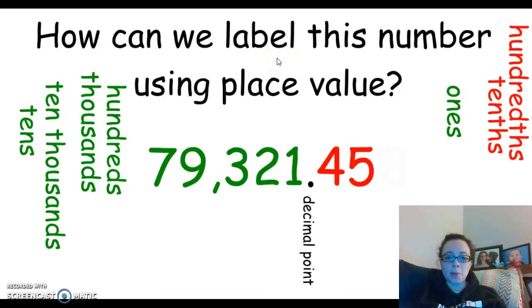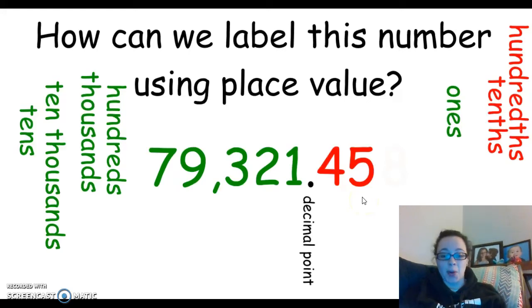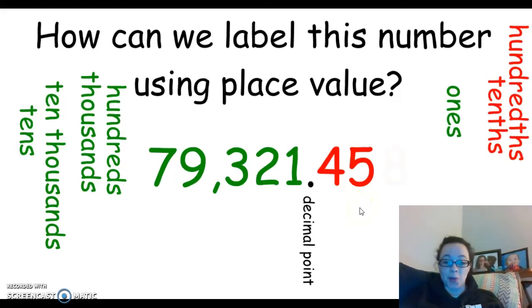How can we label this number using place value? I want you to make sure that you have your math journal or math notebook out in front of you as you're watching this video. If we say this number out loud, this is 79,321 and 45 hundredths. Take a minute and write this decimal into your notebook. You can pause this video at any point if you need more time to write.